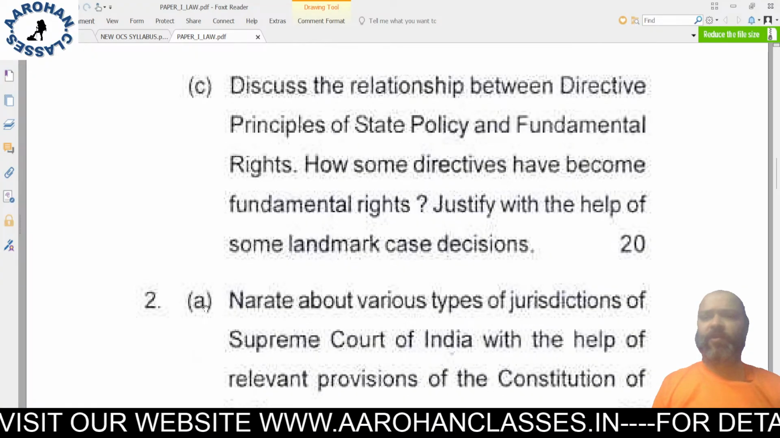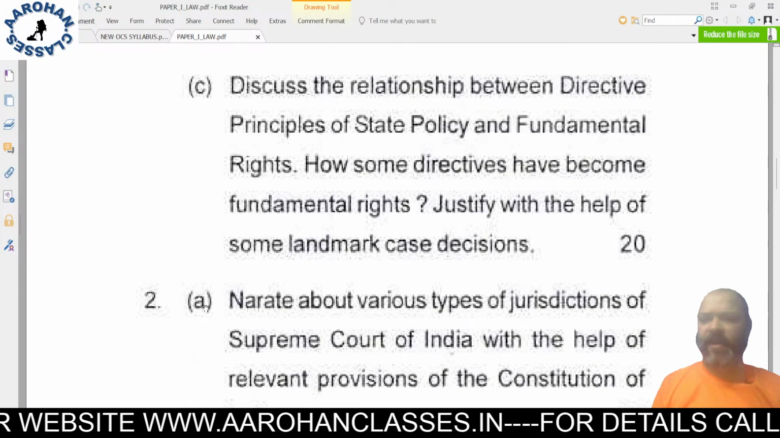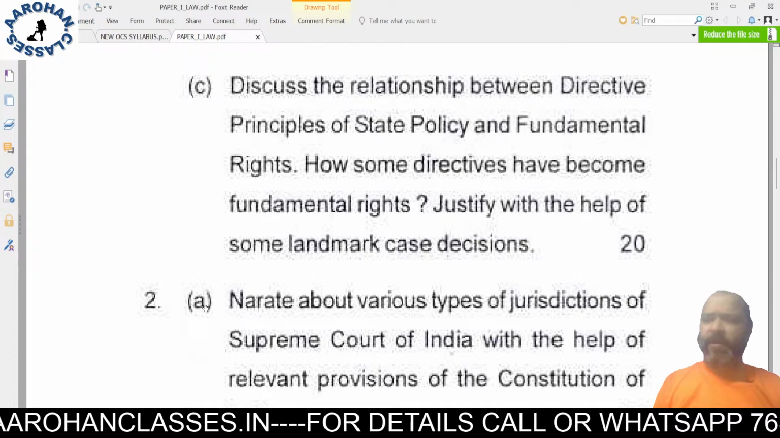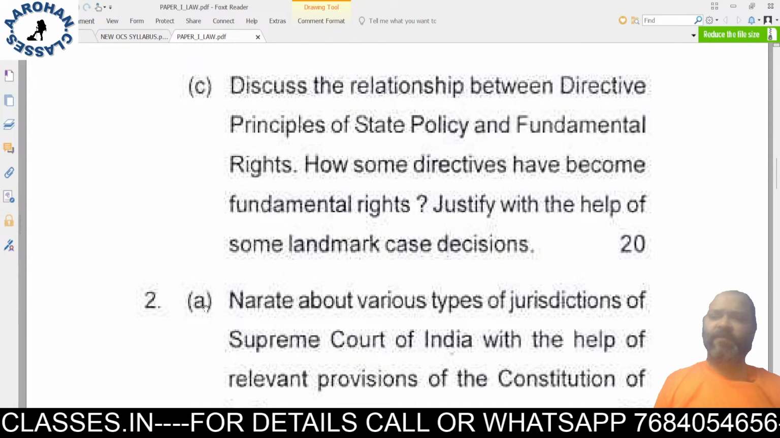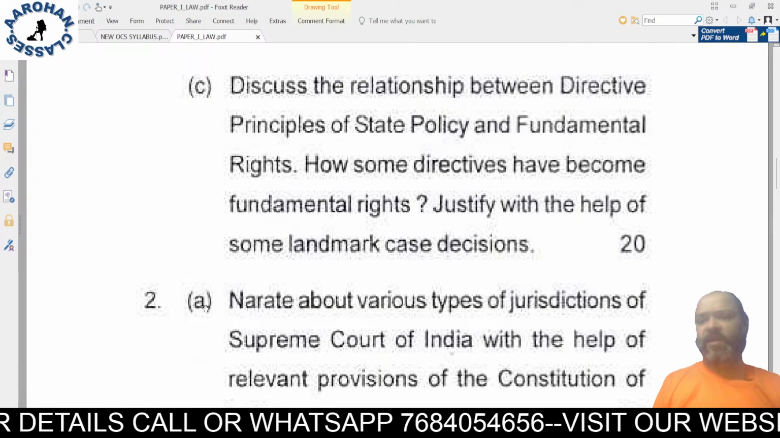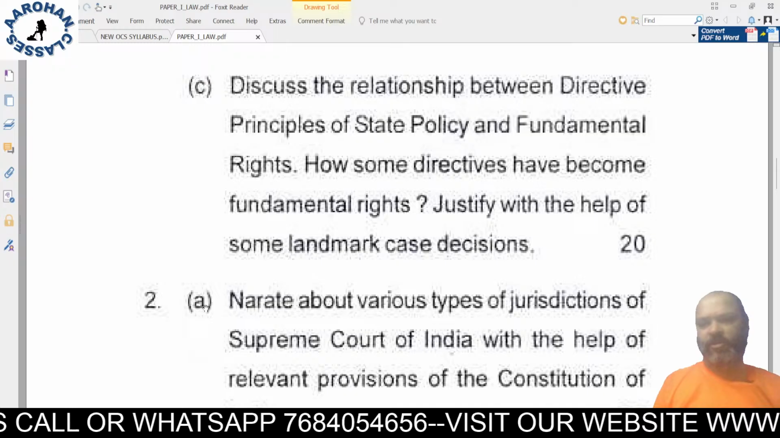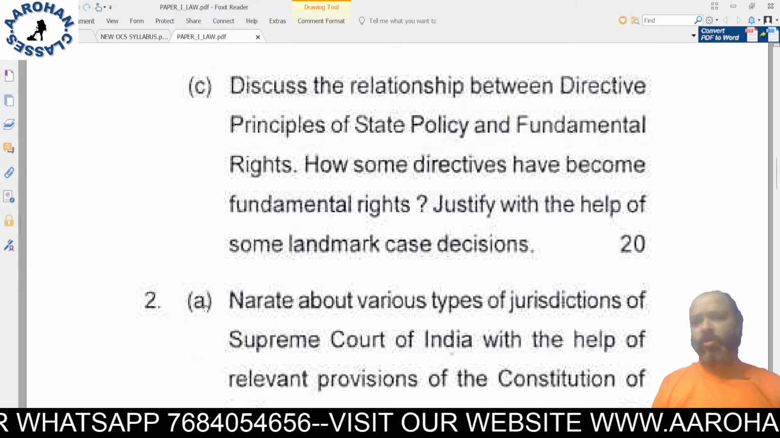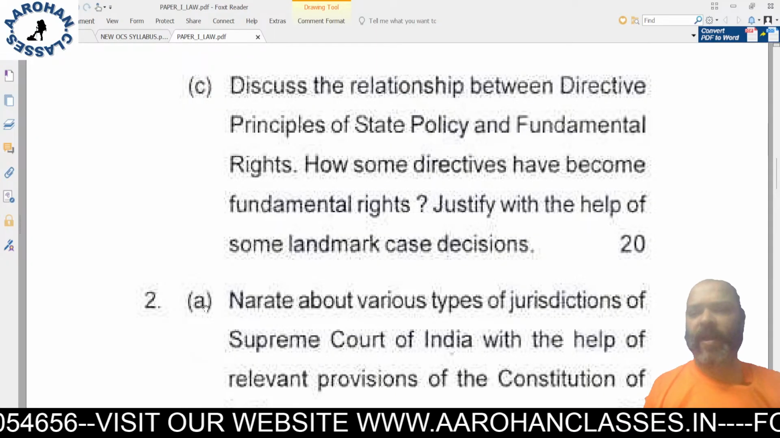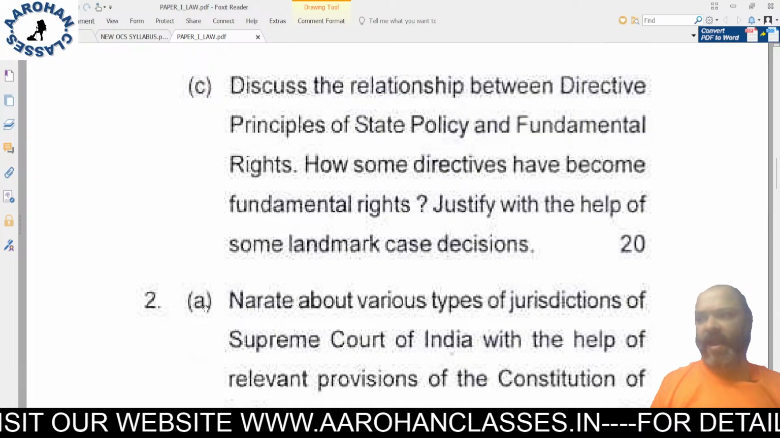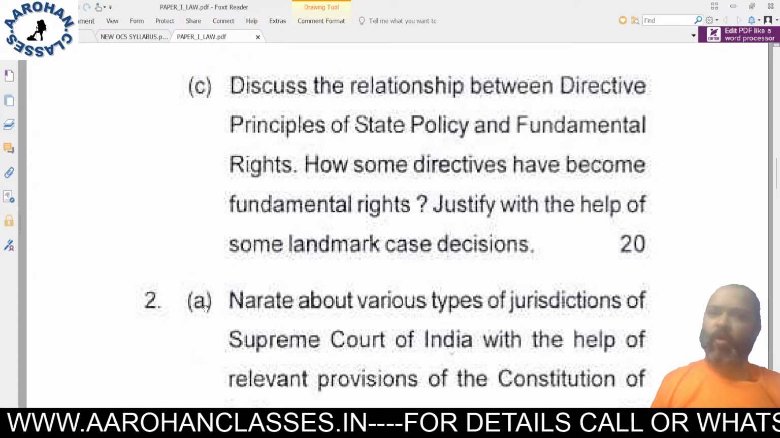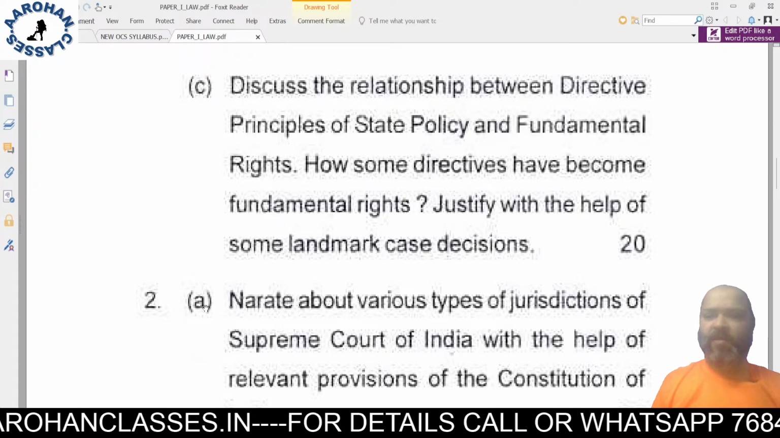Discuss the relationship between directive principles of state policy and fundamental rights. So you just remember this particular question. This has been repeated many times. How many directives have become fundamental rights? How some directives have become fundamental rights? Justify with the help of some landmark case decisions. So you can give examples accordingly. For example, Article 21A. Originally, it was Article 45. So that is how directive principles of state policy have become fundamental rights.